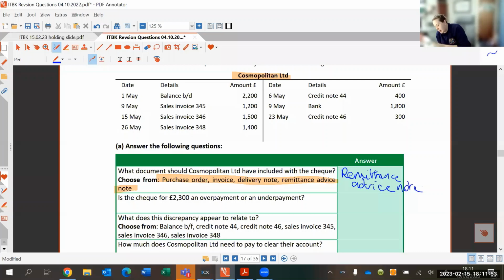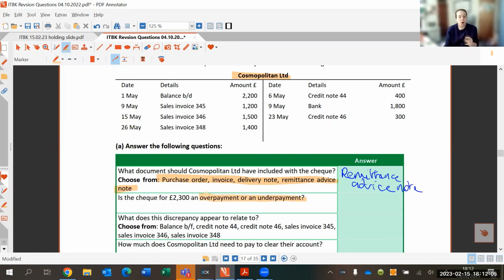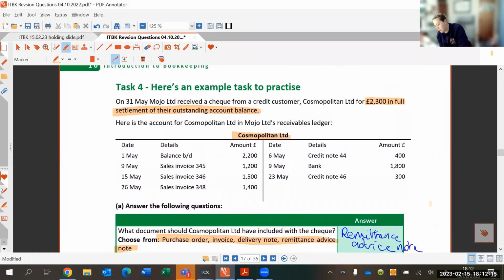Okay, so now we need to get into the meat of the information. It says, is the cheque for £2,300 an overpayment or an underpayment? So we've got to put overpayment or underpayment. We also need to do a bit of calculation on our side to do this. So let's go back to what they've paid. They've paid £2,300. What do we think their balance is on their account? Any thoughts on that? That's where the calculators come in.